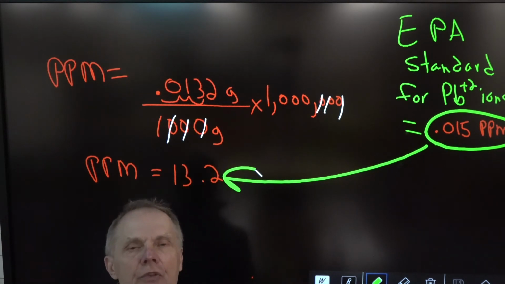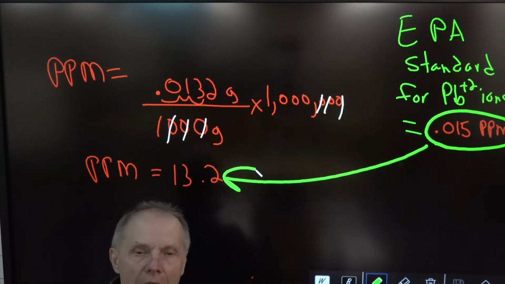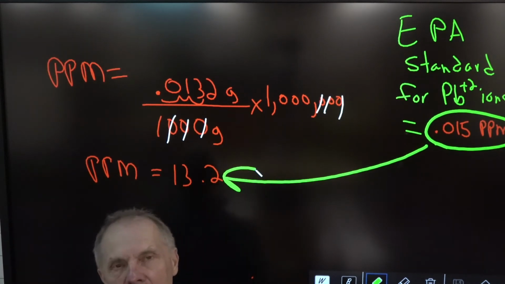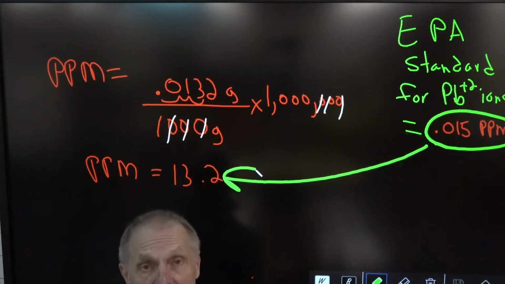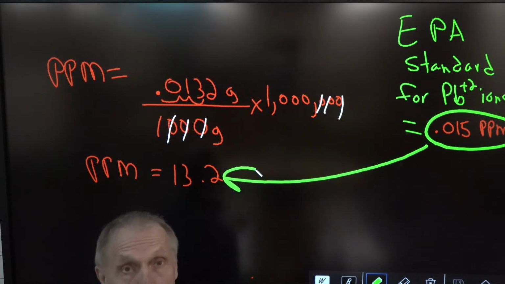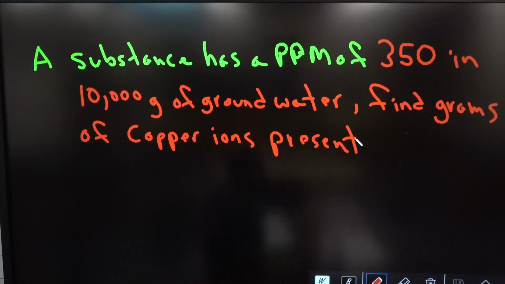Parts per million is used to figure out what is in the water and how much is in it, and then they compare it to the EPA standards to make sure your drinking water is safe. All right? So let's do a few more. In this question, since we found ppms, we're going to find grams. So we have to give ppms in a certain amount of groundwater. So here we go.